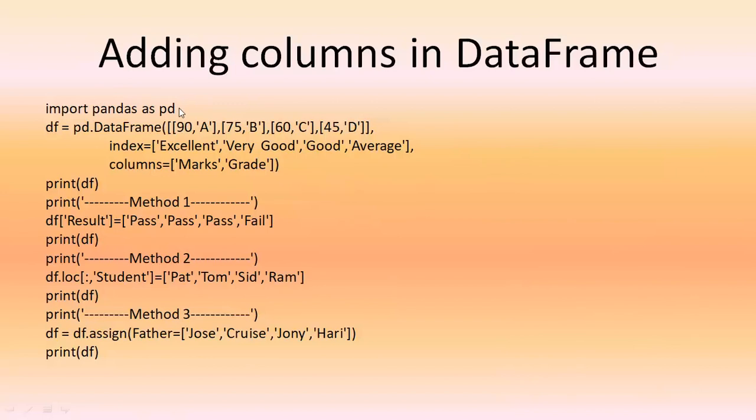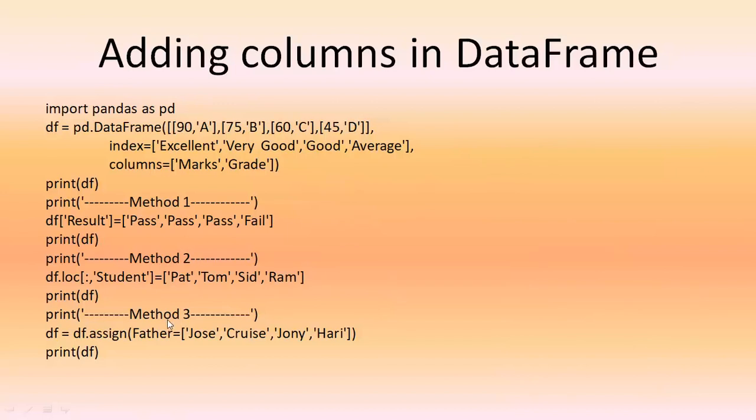Now you want to add a new column to it. In the first method, you add a new column, that is result. In this you can add pass, pass, pass, and last one fail. In the second method you can use loc with student. Here you can add the name of the student. Here there is no student name yet. Using this method you can add a student column in it. Here the result column is added, and here the student column is added in the data frame.